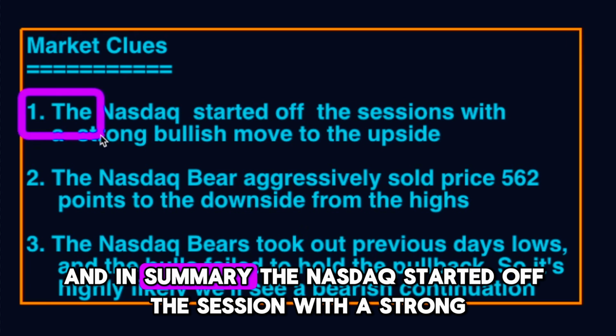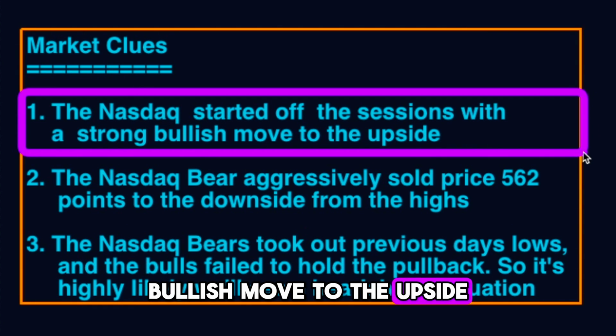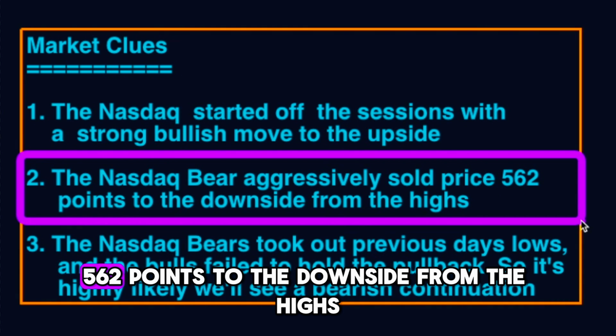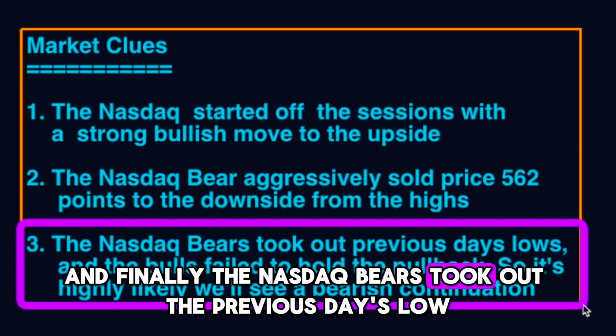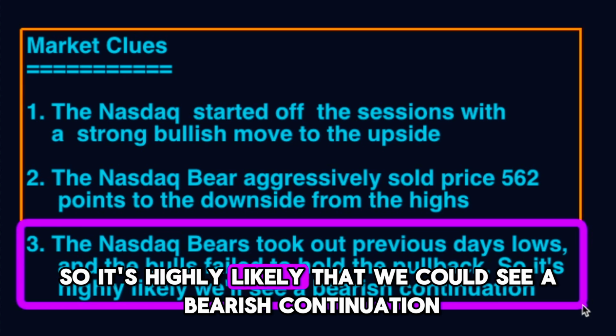And in summary, the Nasdaq started off the session with a strong bullish move to the upside. The Nasdaq bears aggressively sold price 562 points to the downside from the highs. And finally, the Nasdaq bears took out the previous day's low, and the bulls failed to hold the pullback. So it's highly likely that we could see a bearish continuation.